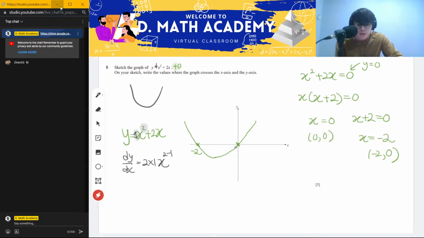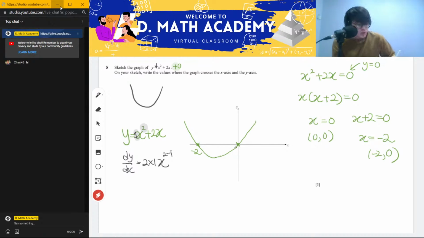How did you get the -2, sir? It's from this root here. When I put each bracket equal to 0, this +2, when I transfer it to the back, it becomes -2. Understand?